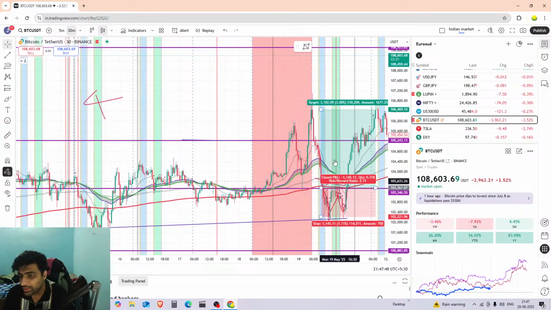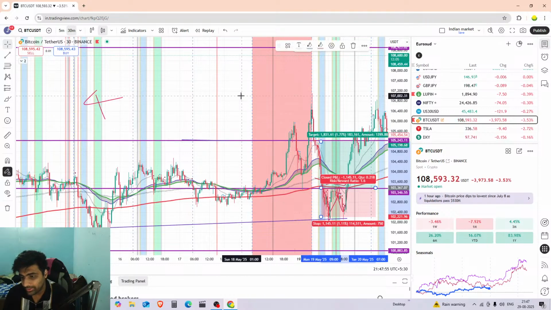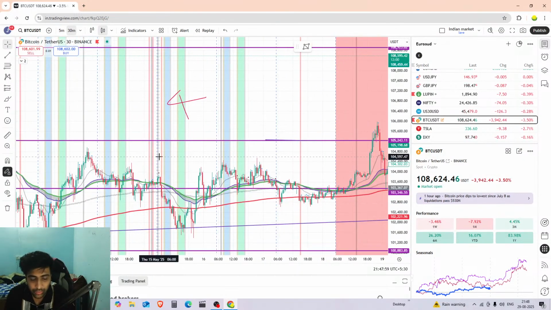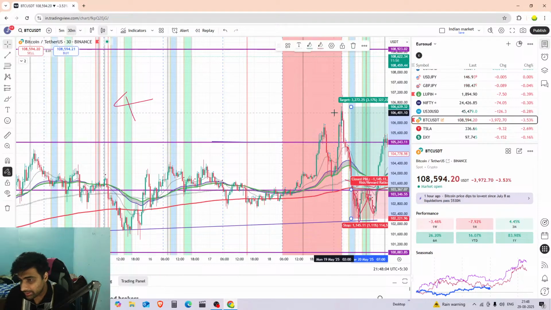So as you can see, it was a clear cut 1:2, 1:3 trade. Even if you target till here, it is 1.6. So the risk reward is in your favor. Now you will be asking me what is the target for this setup. The target for this setup is the previous high from which the market came down. Okay, and they trapped and then went up.